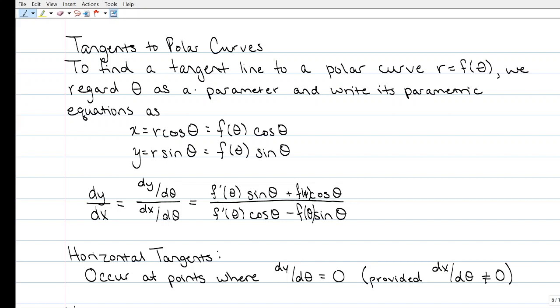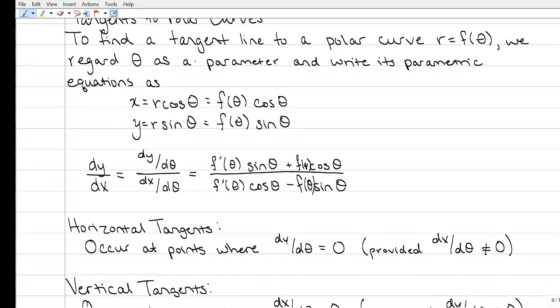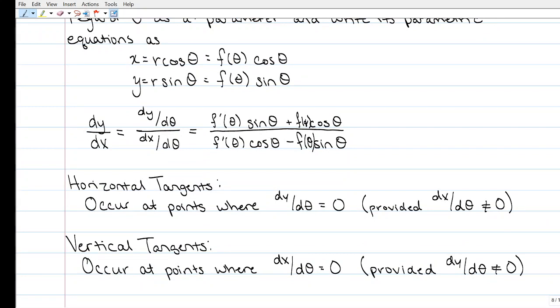We will have horizontal tangents occurring at points where dy/d theta is equal to 0, provided dx/d theta is not equal to 0. Vertical tangents will occur at points where dx/d theta is equal to 0, provided the numerator dy/d theta is not 0.